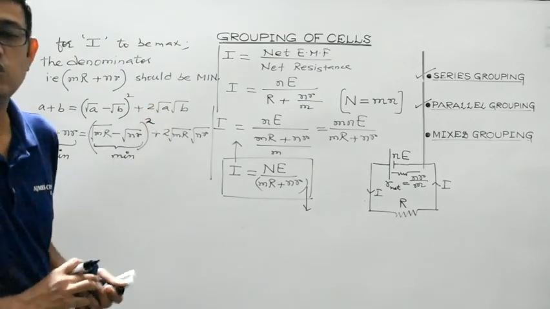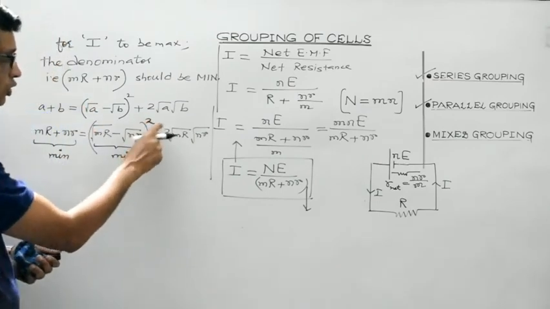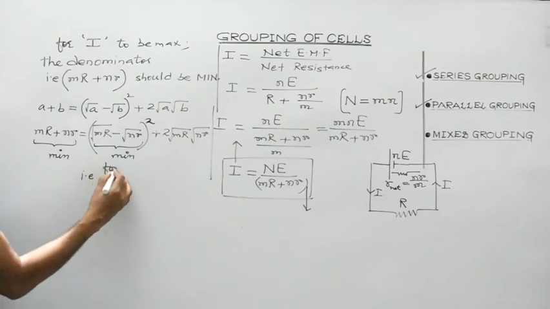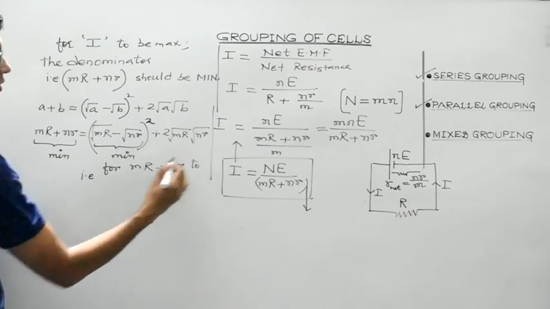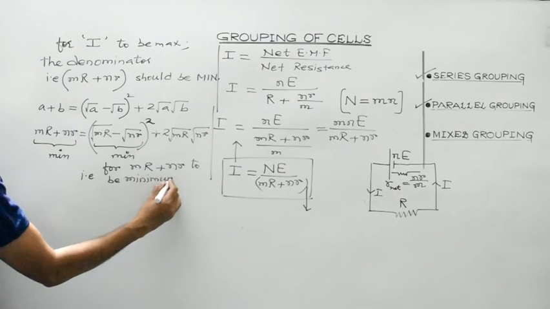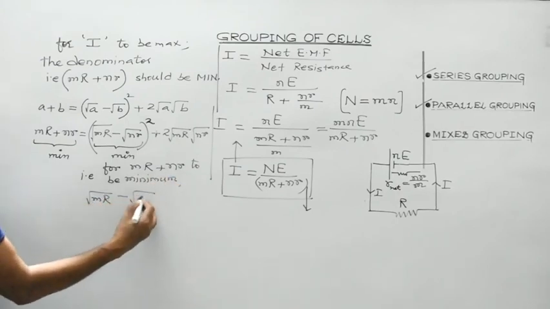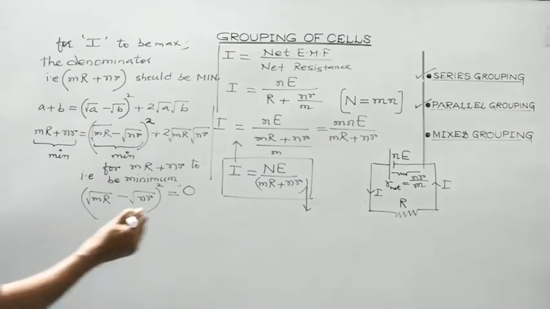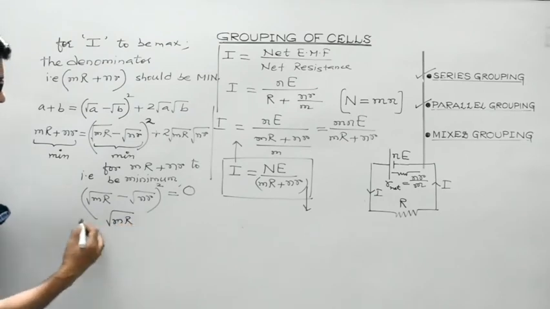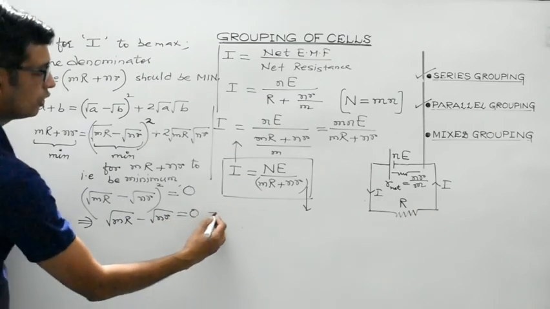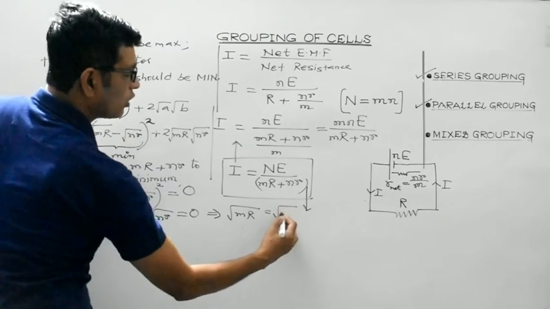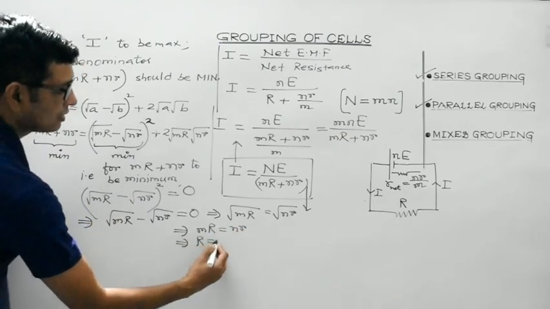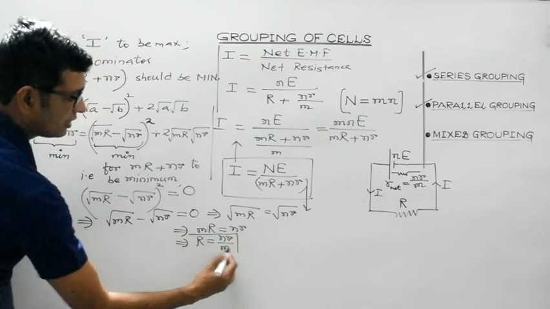And what is the minimum of any whole square value? It is always 0, because a whole square can't be negative. So this term will have a minimum value of 0. That is, for Mr plus Nr to be minimum, square root of Mr minus square root of Nr whole square should be equal to 0. Right? Let's try to solve it now. Take square root on both sides. What do you get? It implies that square root of Mr minus square root of Nr is equal to 0, which further implies that square root of Mr is equal to square root of Nr, which further implies that Mr is equal to Nr. That is, R is equal to Nr divided by M. This is the condition, students.